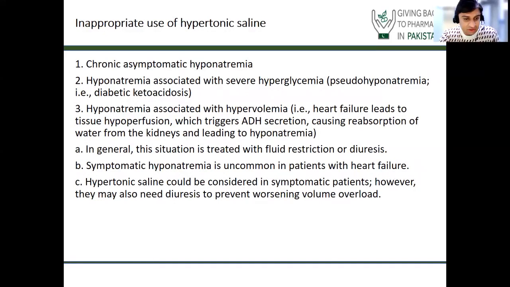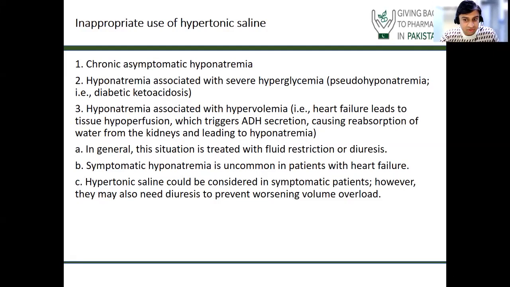Similarly, for hyponatremia associated with hypovolemia, as we discussed earlier, these patients should be given fluid first. Then, when they are adequately perfused, or have adequate intravascular volume, and in spite of that they have symptomatic hyponatremia, you consider giving it. In general, patients who have chronic hyponatremia are usually treated with fluid restriction.